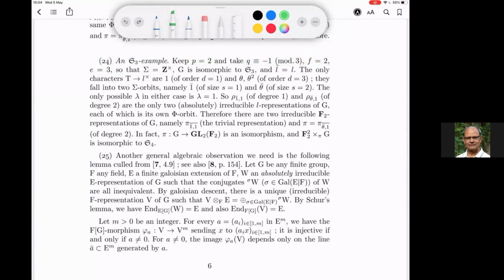And what do I say? So that sigma is equal to Z star. Well, sigma is a group of order 2, so any group of order 2, you can think of it as being Z star. But more importantly, G is isomorphic to S3. Why is that? As we said, we must have mentioned, did we mention this?